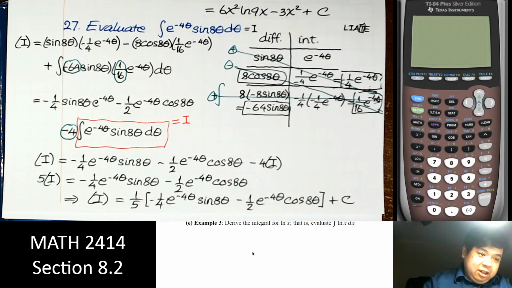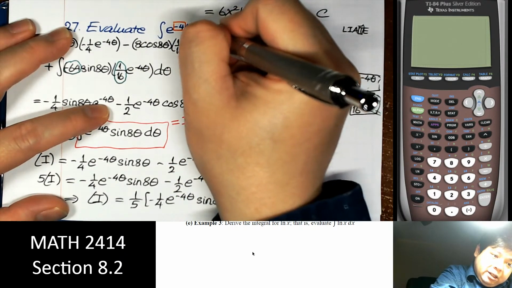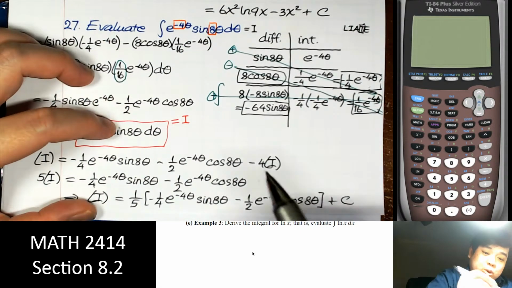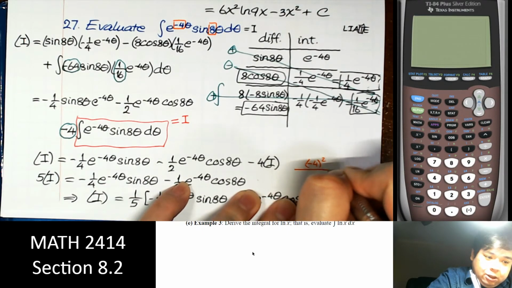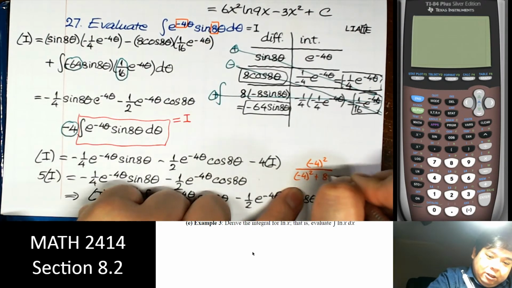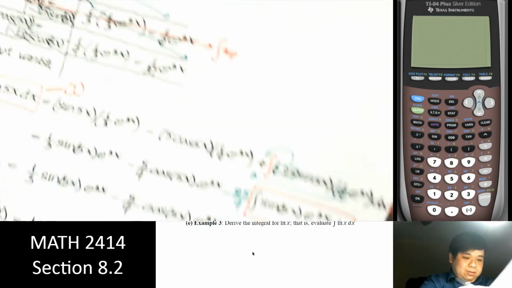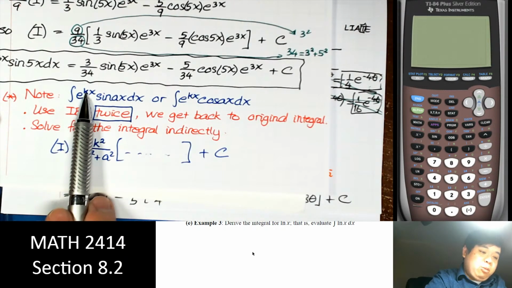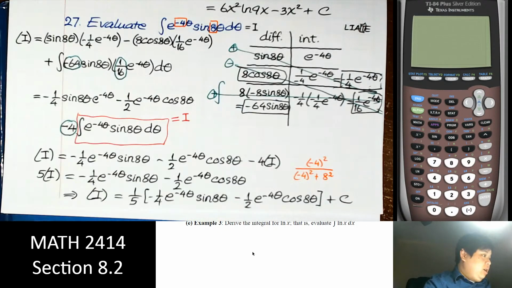Remember, we have e to the kx and then sine or cosine. At the end, we should have k squared over k squared plus a squared. Now, by the way, this is online already. What we have in this problem is -4 and then 8. Those are the coefficients. So at the end, we have -4 squared over negative 4 squared plus a squared.